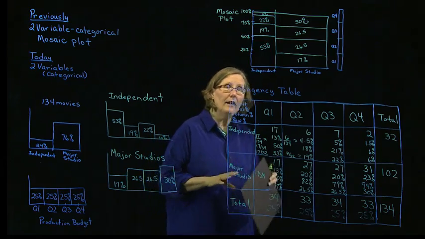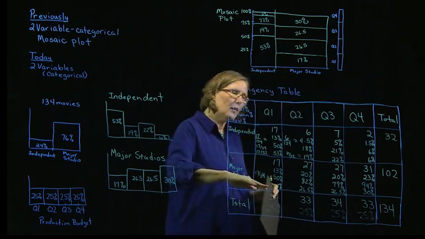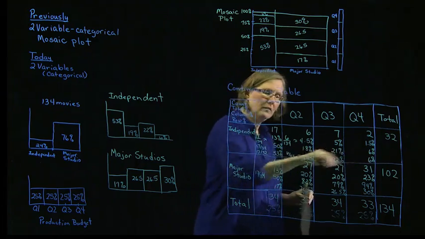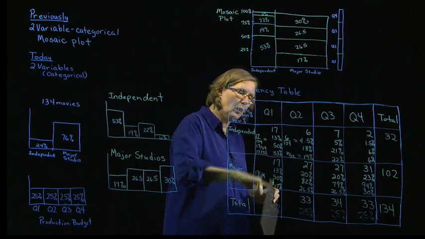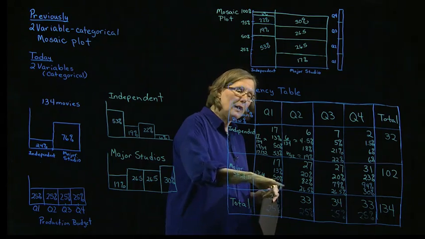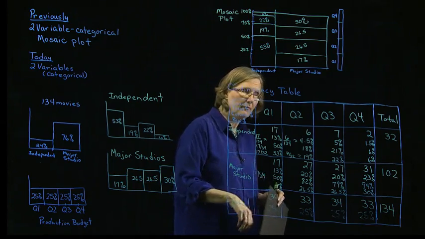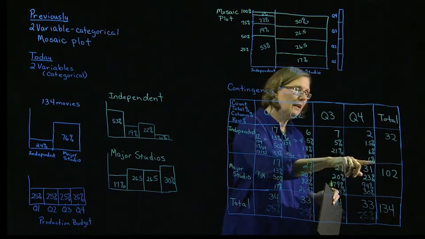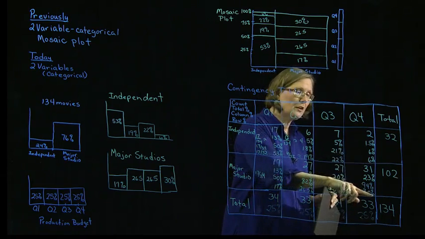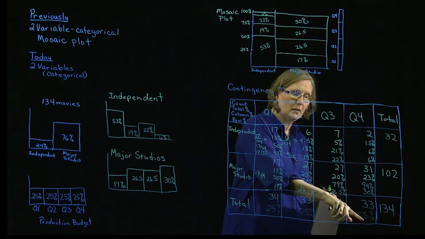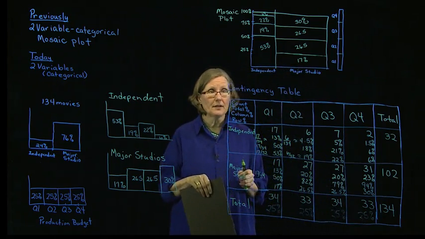If the two variables had no association, we'd expect that 25% to be represented in the row percentages for each row. Again, we see that the independents were much more likely to be in quartile 1 than 25% of the time. Major studios were much less likely to be in quartile 1 than 25% of the time. At the other extreme, our independents were much less likely to be in quartile 4 than 25%, and our major studios were much more likely to be in the fourth quartile than 25%. That's telling us that our two variables have an association.